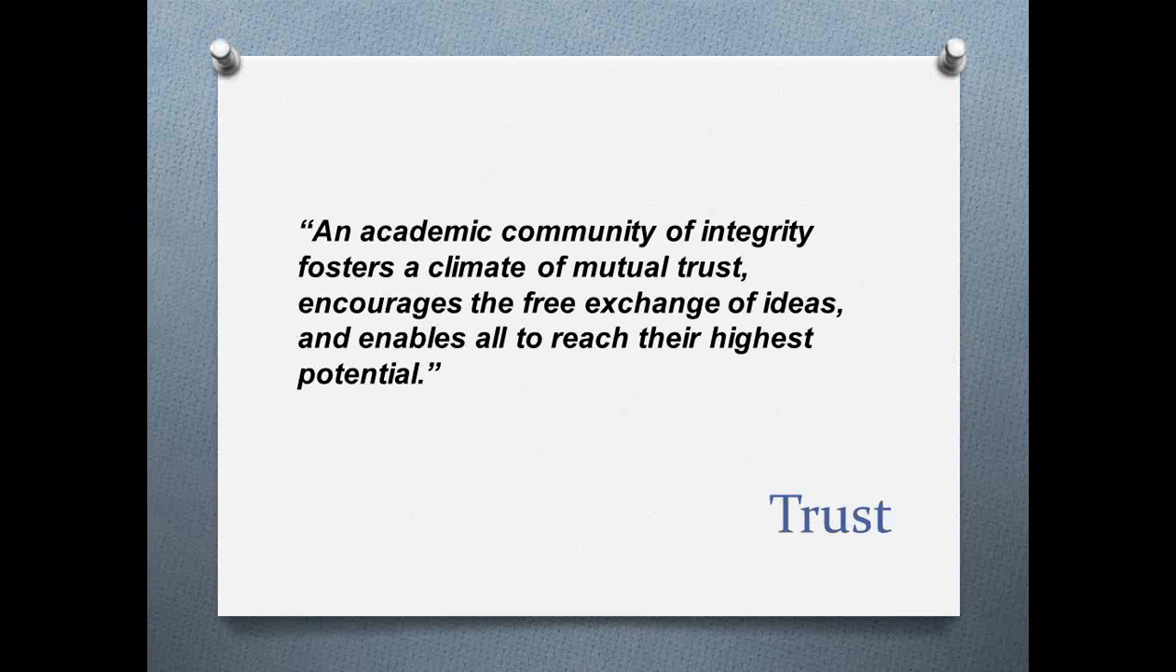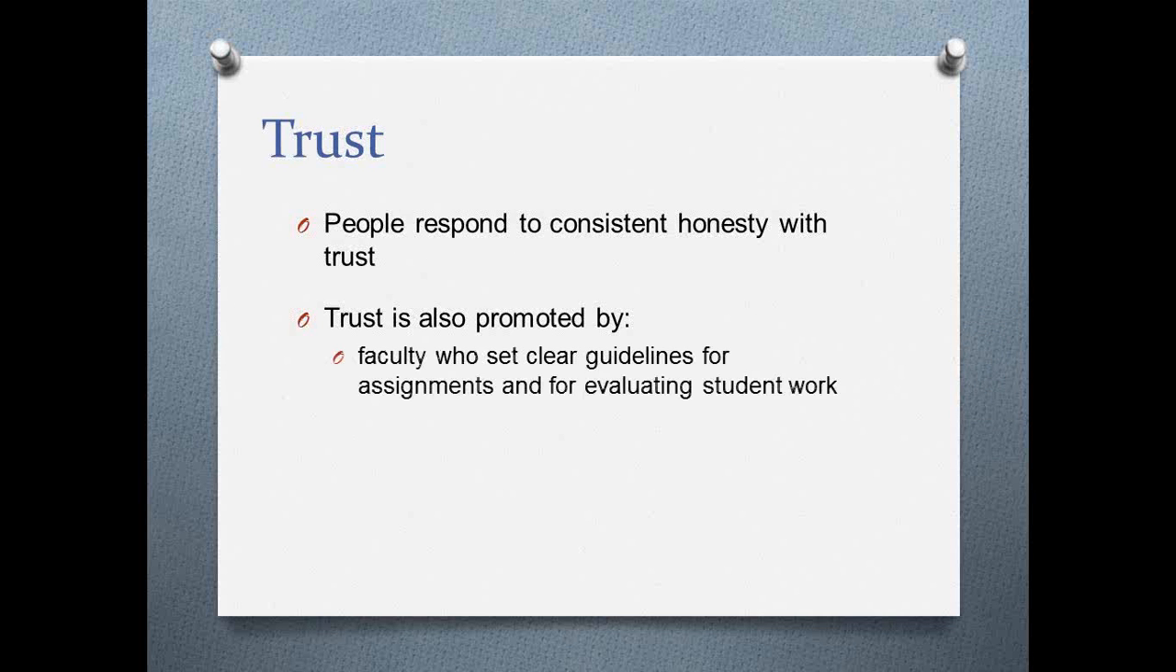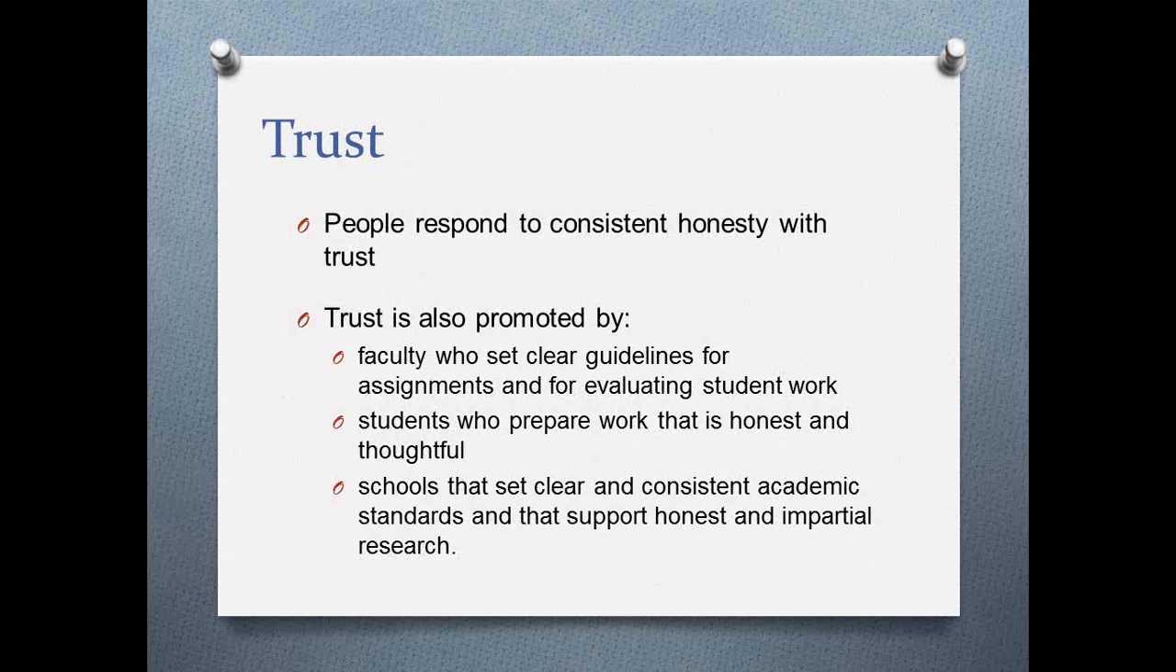So, the next value, as we discussed, is trust. And an academic community of integrity fosters a climate of mutual trust, encourages the free exchange of ideas, and enables all to reach their highest potential. It is true that people respond to consistent honesty with trust. Trust is also promoted by faculty who set clear guidelines for assignments and for evaluating student work, by students who prepare work that is honest and thoughtful, and by schools that set clear and consistent academic standards that support honest and impartial research.